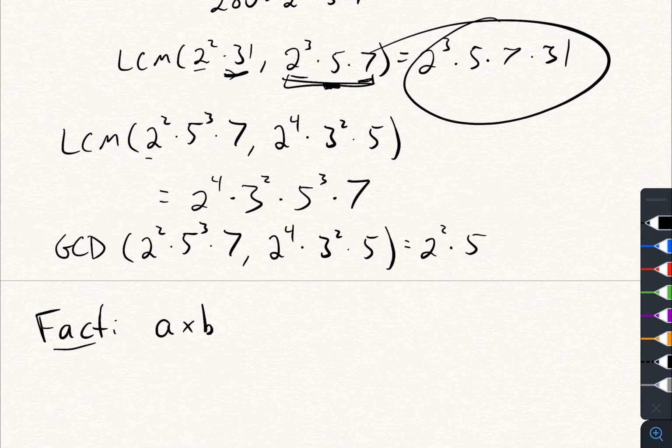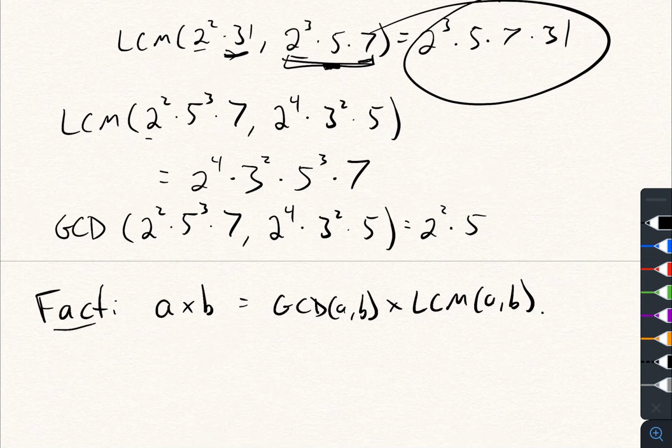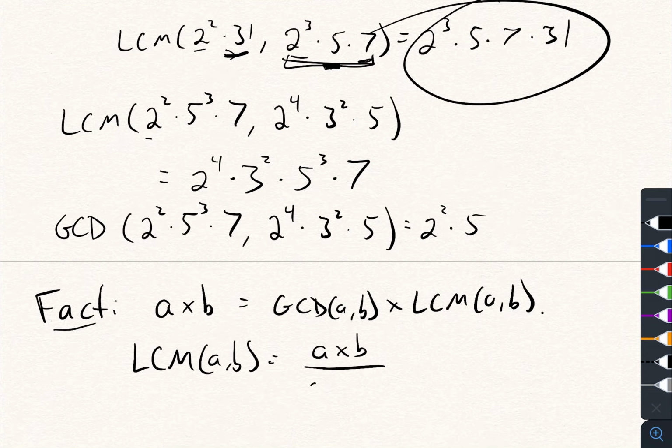A times B is equal to the GCD of A and B times the LCM of A and B. And this is often written in a variety of ways. One of the common ways of writing this is that the LCM of A and B is equal to A times B over the GCD.